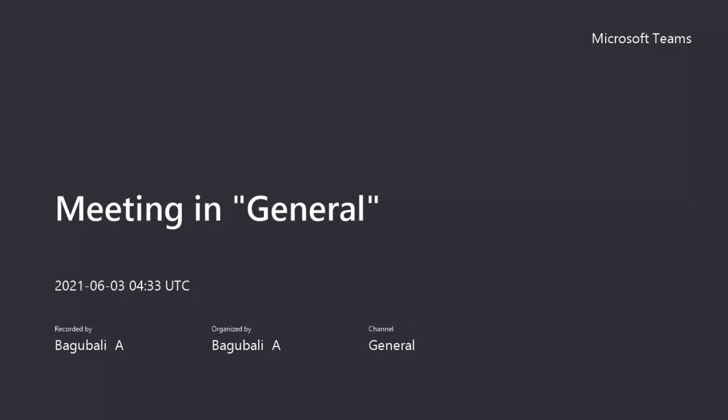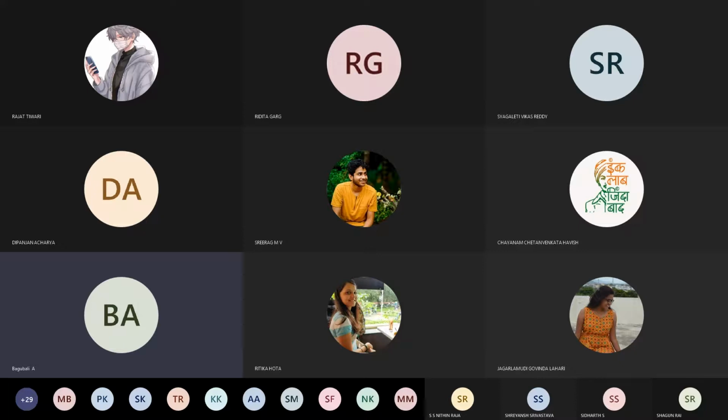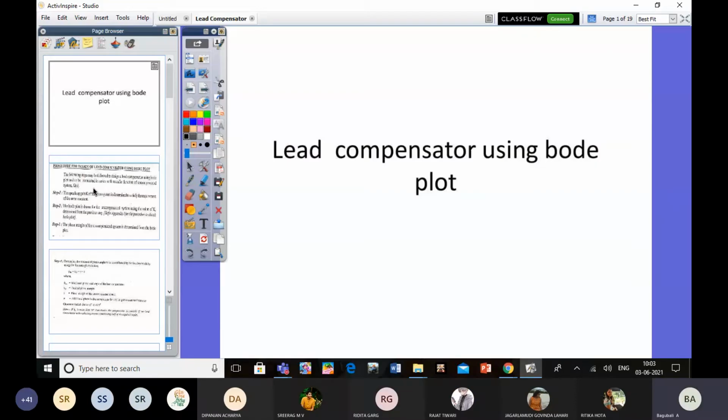Using time domain or frequency domain. Time domain means you can use it for root locus. For our syllabus, we have frequency domain. That's why I have considered the Bode plot. Okay, dear.